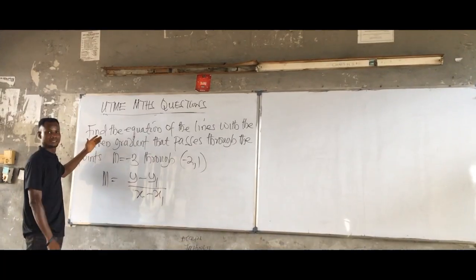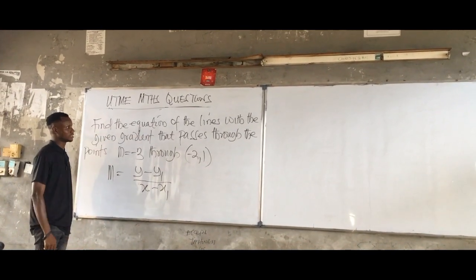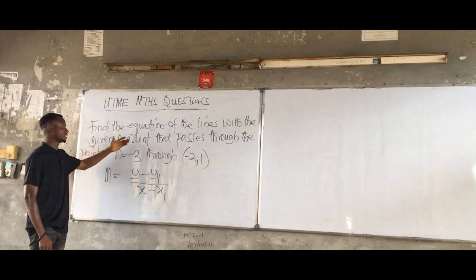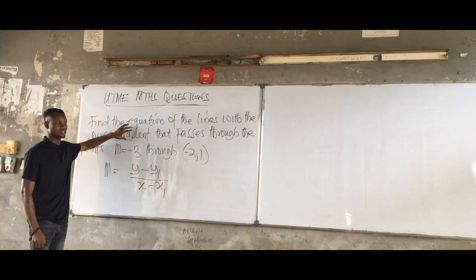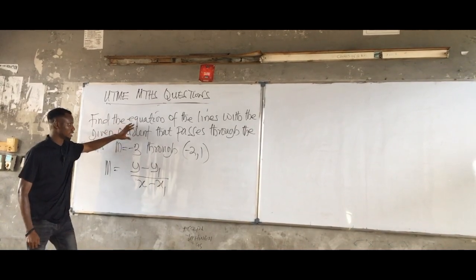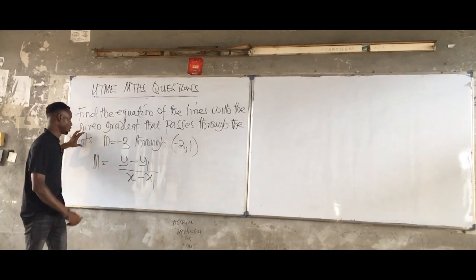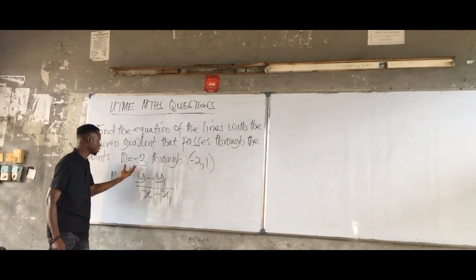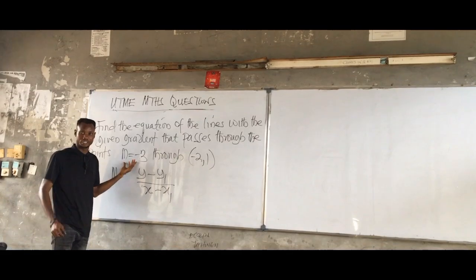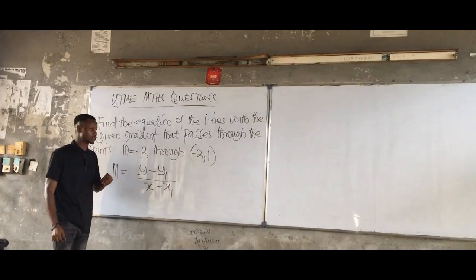They said, find the equation of the line with the given gradient. Sometimes they might use slope, sometimes they might use tangent. It's the same thing. Please take note. That passes through the point, m equal to minus 3, through minus 2, 1. Of course, this m here means slope, or gradient, or tangent. It's the same stuff.